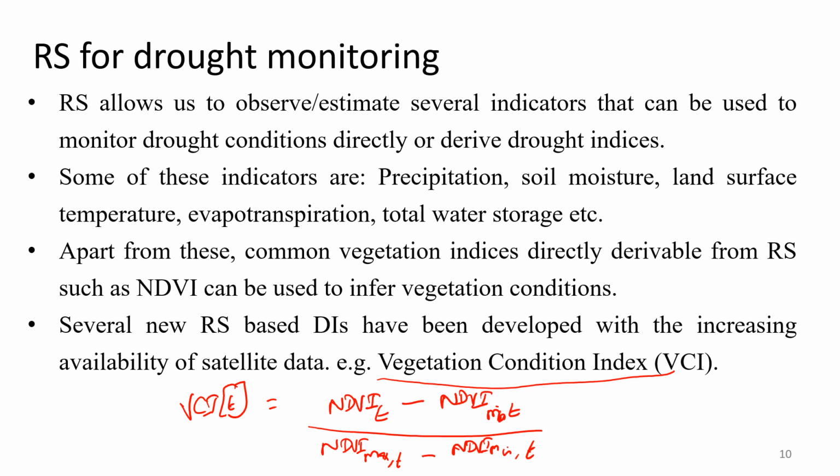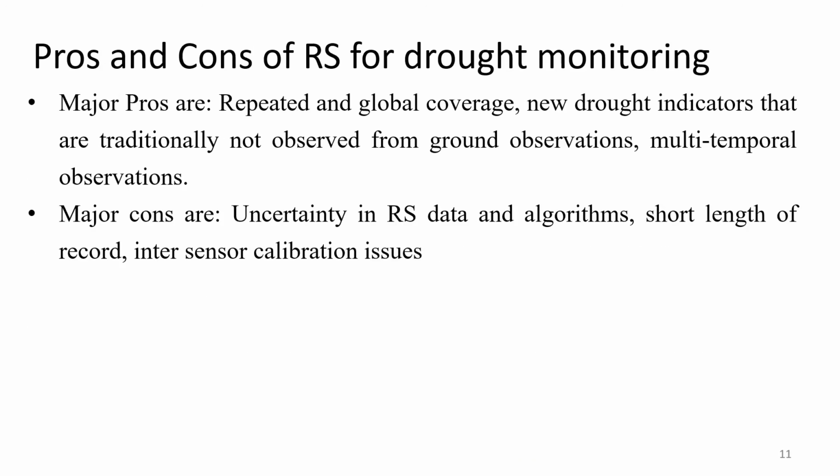Similarly, there are plenty of examples available where drought indices are developed purely from remote sensing datasets. What are the pros and cons of remote sensing for drought monitoring? The major advantages, as we all know, are that remote sensing satellites provide repeated and global coverage, and new drought indicators that are traditionally not observed from ground observation. As I said, NDVI is not observable from ground observations. NDVI was developed primarily from remote sensing datasets. So this sort of new indicator is developed.